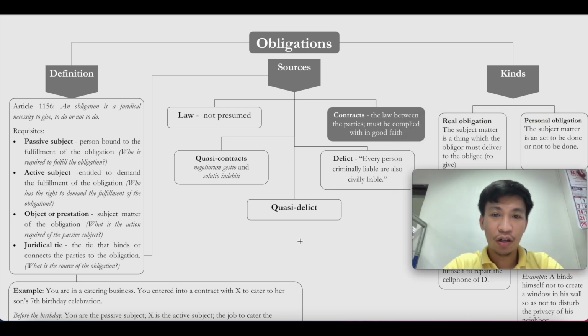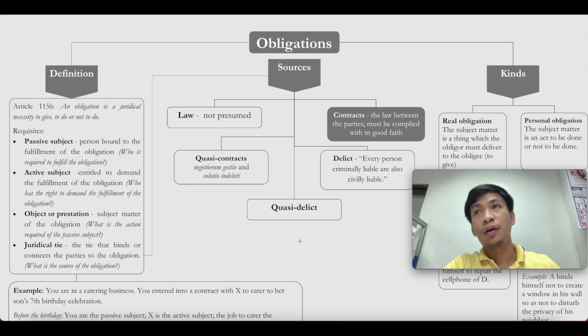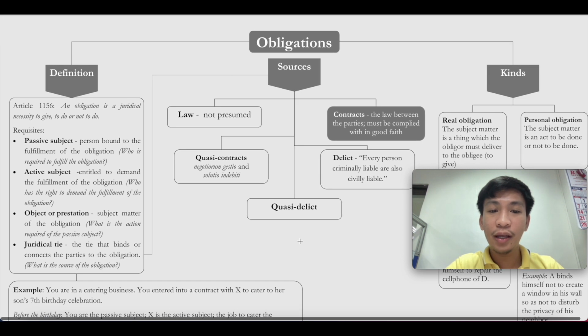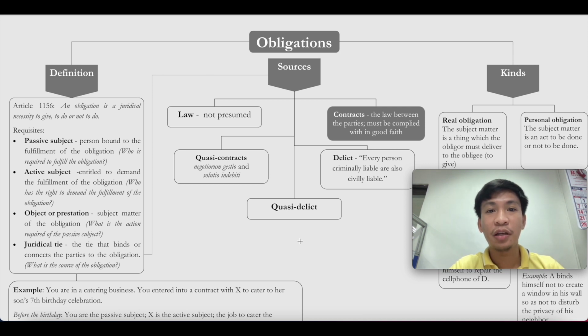Another source of obligations are what we call quasi contracts. Now, they are quasi contracts or like contracts. Yun actually yung literal na translation ng quasi contracts, like contracts. They are like contracts in a sense that they involve two people. But they are not contracts because it is unilateral, ibig sabihin, it is made without an actual agreement between two people. Hindi sila nag-agree to do something. It is just the voluntary action of another. But even so, it is a source of obligation because it is written in the civil code.